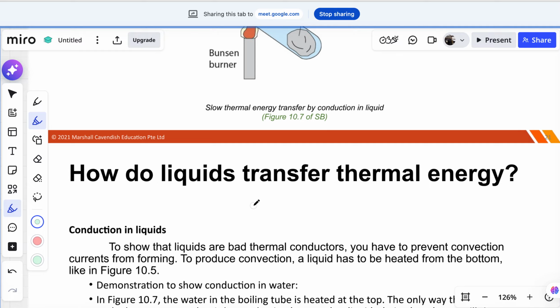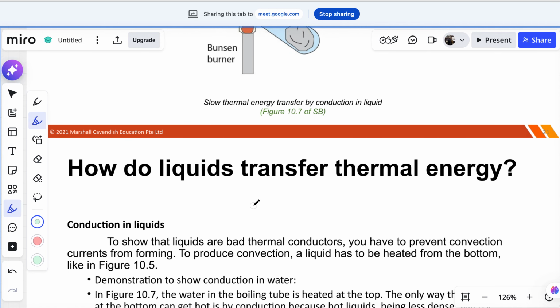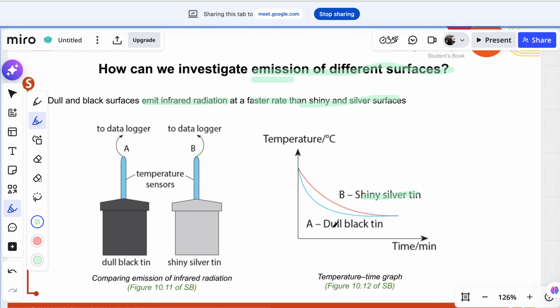You can see the heat energy, the thermal energy, is here. We dip it in a shiny silver thing. The dull black surface emits infrared radiation at a faster rate than the shiny surface. How do we know that? Because we connected it to a computer and we plotted it. Now take a look at this one. This is the shiny silver thing, while the one below is the dull black.